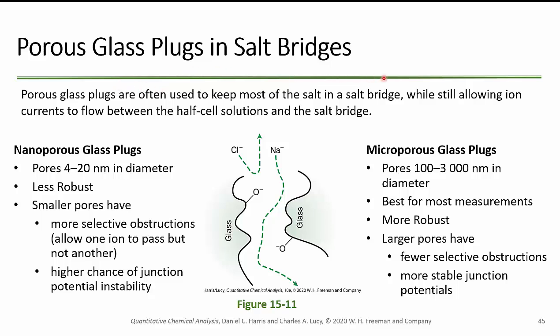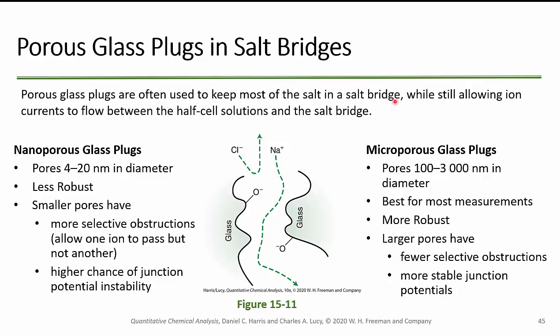Porous glass plugs are often used in salt bridges. The reason for that is that they're going to keep most of the salt in the salt bridge. So if we made a salt bridge where it was just a piece of string soaked in salt, or if we had some jello that was holding our salt, we can have a pretty large movement of those ions. A lot of our salt can actually leach out of those. Putting that through a porous material is going to allow the ions to move, but it's going to keep most of our stuff on the inside.